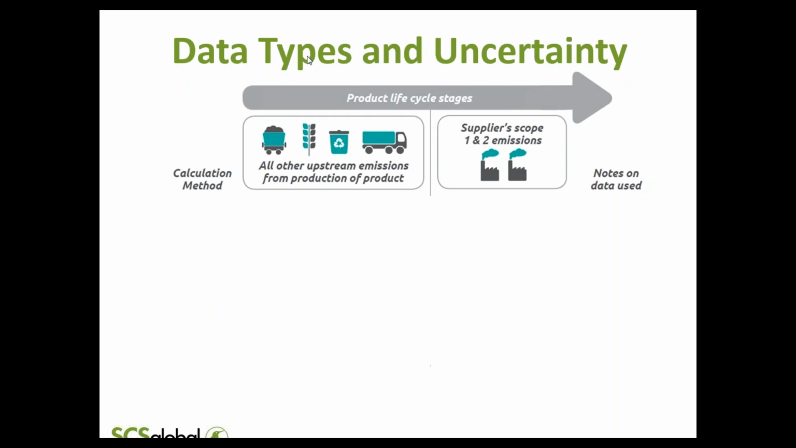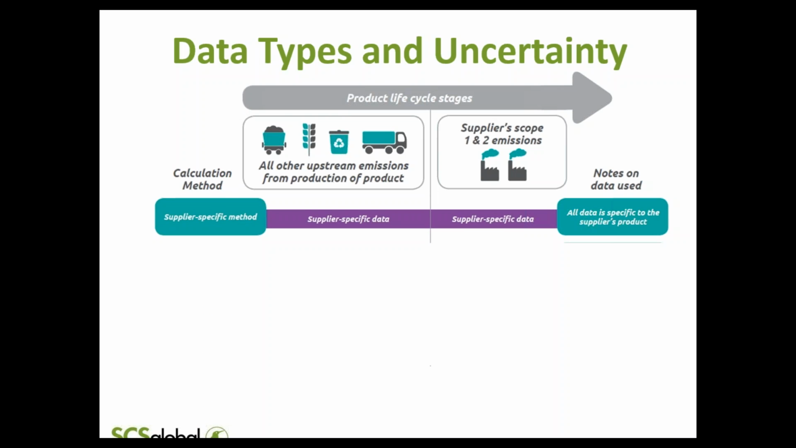And essentially we'll talk about, for the supplier's Scope 1 and 2 emissions and all the other upstream emissions, basically supplying the supplier's Scope 3, if you will, what are the different data types, what's the calculation method, and what are the shortcomings and advantages of each. So the first type of data source is called the supplier-specific method. So this involves collecting supplier-specific data for both the actual supplier itself.